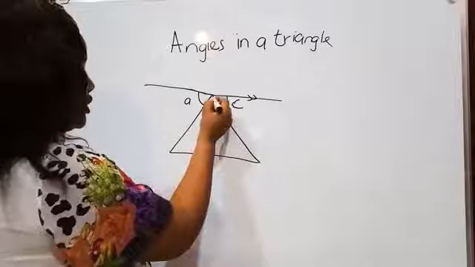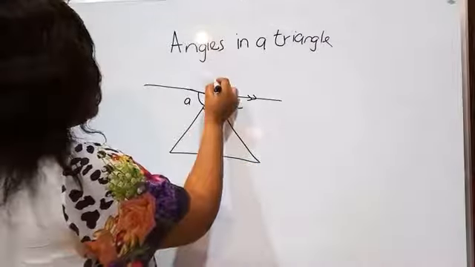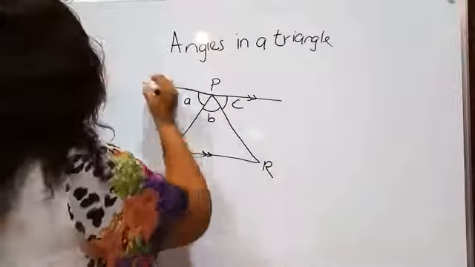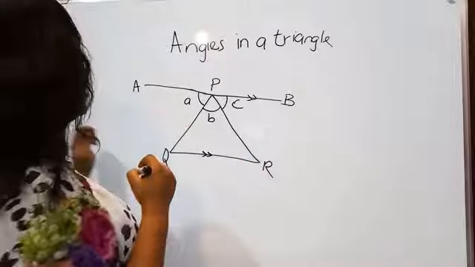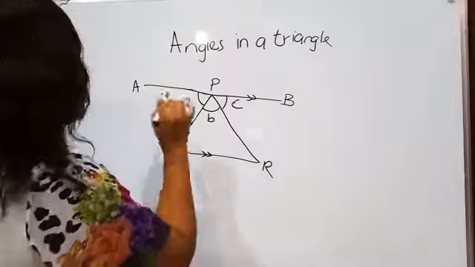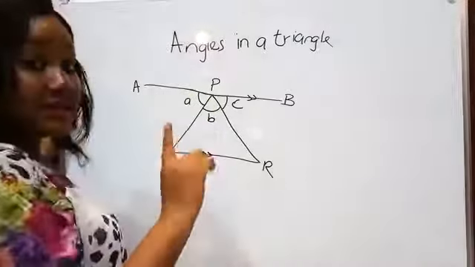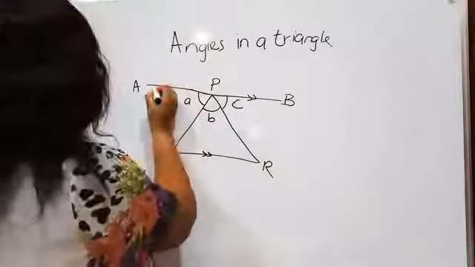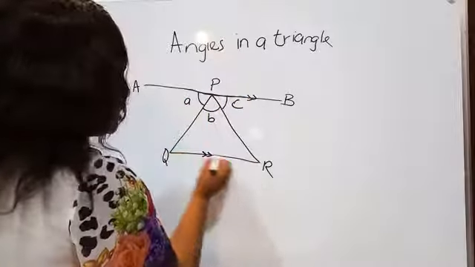This is a triangle. Now let me name it. You have P, Q, R. I have A, B. Good. So now, I want to prove that the angles in a triangle sum to 180 degrees. I drew a line parallel to line QR.